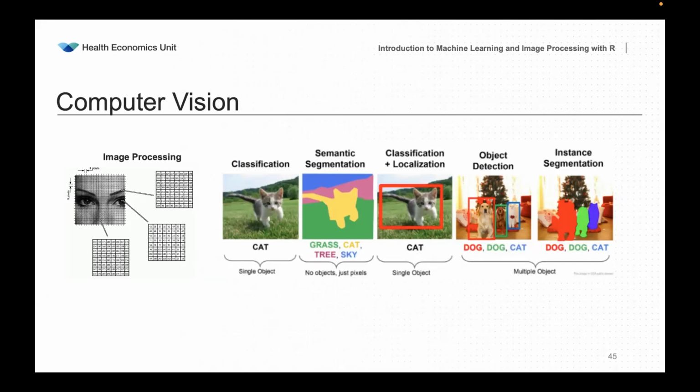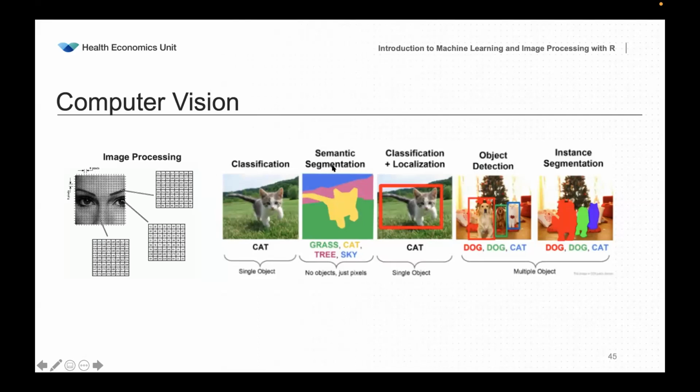Then it's about classification. Classification is very simple. You have a lot of images and you just classify whether an image is about a cat or not. This is called single object classification. It can also be multi-object classification, for example, if you have multiple subjects or objects inside your images. And then it is about semantic segmentation.